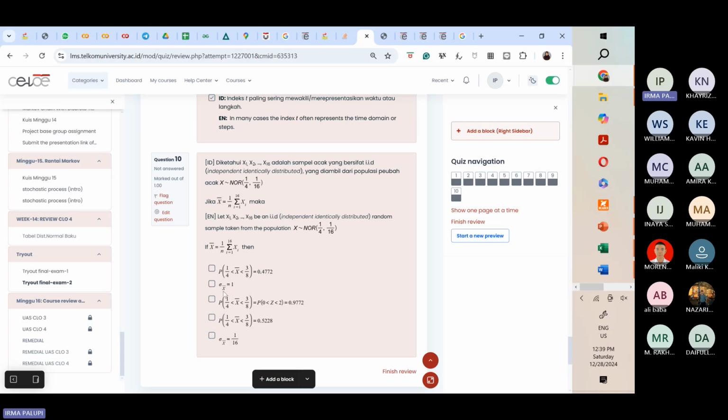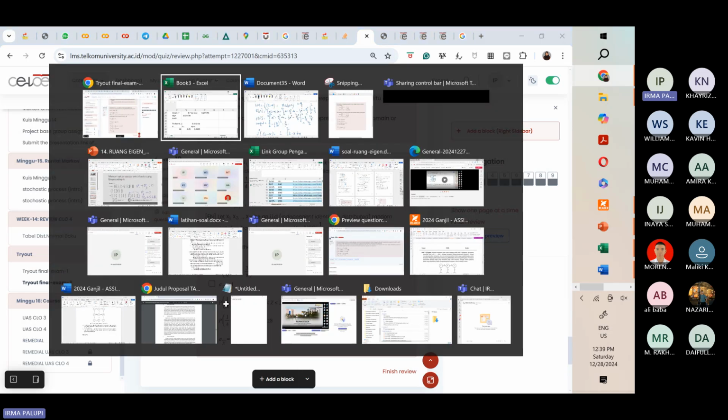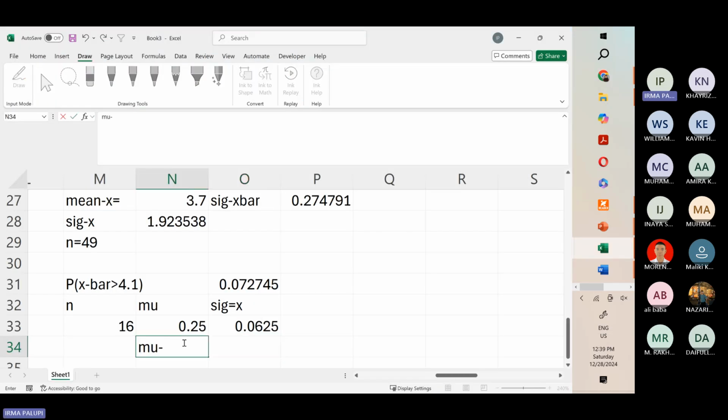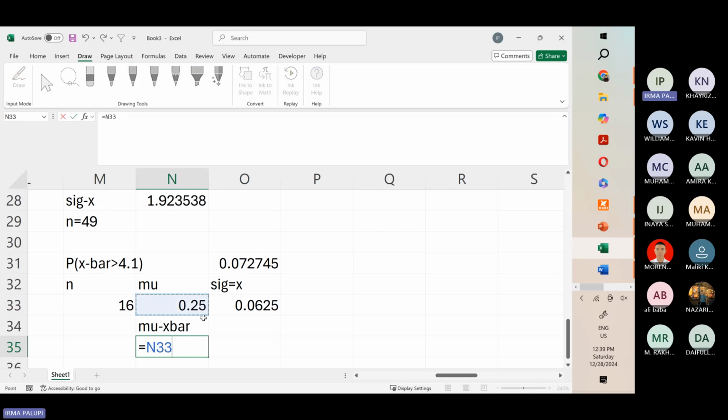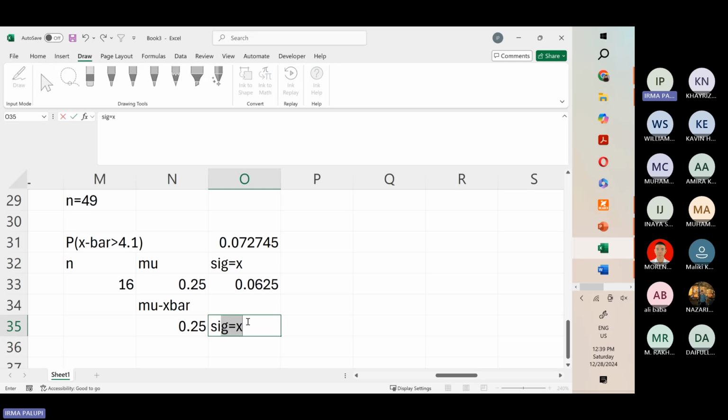Mu X bar, mu X bar, sigma X bar. Mu X bar is equal to mu, 4. Sigma X bar equals to 5 over square root of n, square root of 16, times sigma.